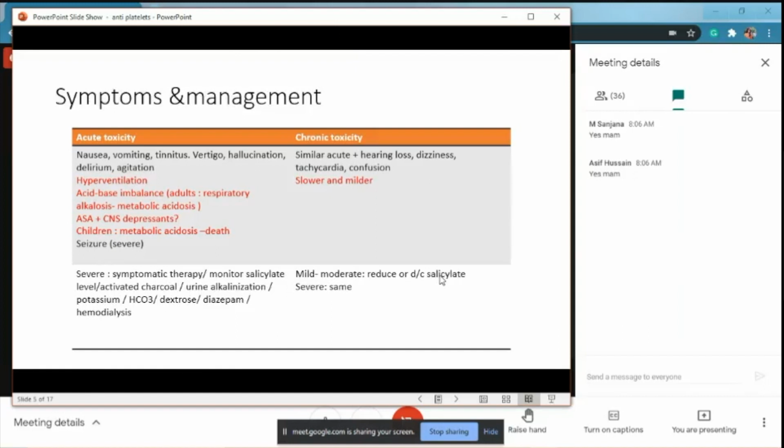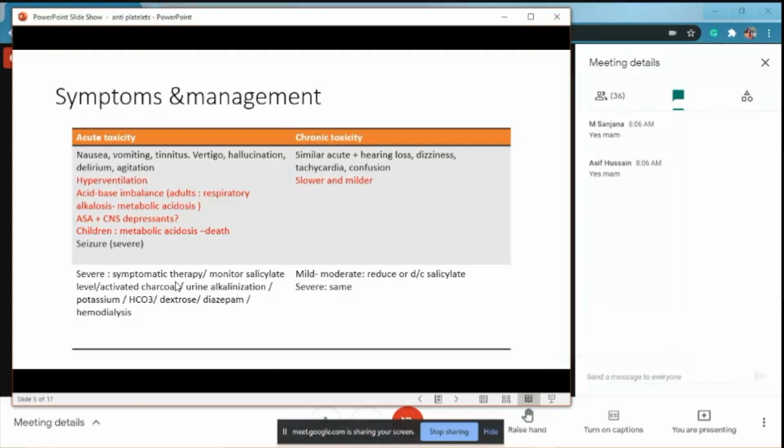Now, what if it is severe? If it is severe, regardless of whether it is acute severe toxicity or severe chronic toxicity, we have to go with symptomatic therapy. So what is the symptomatic therapy? Let's have a look at a few of them.